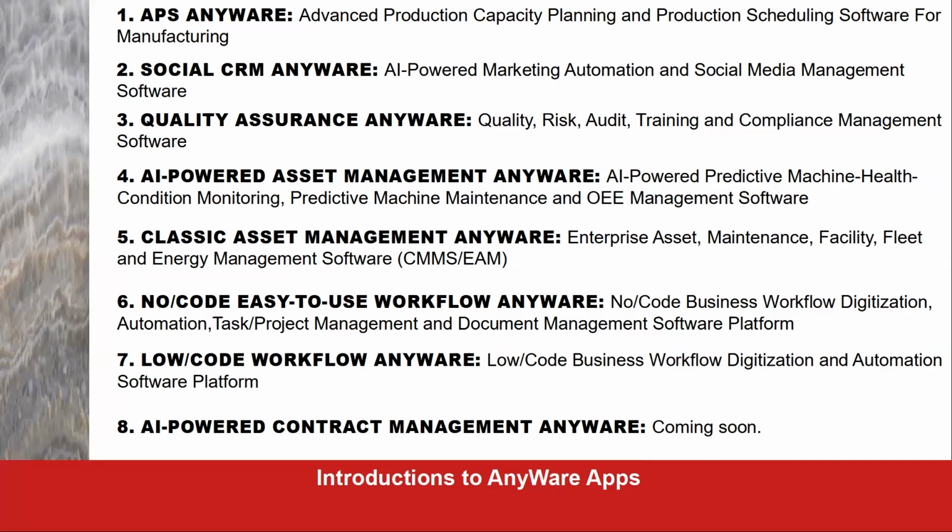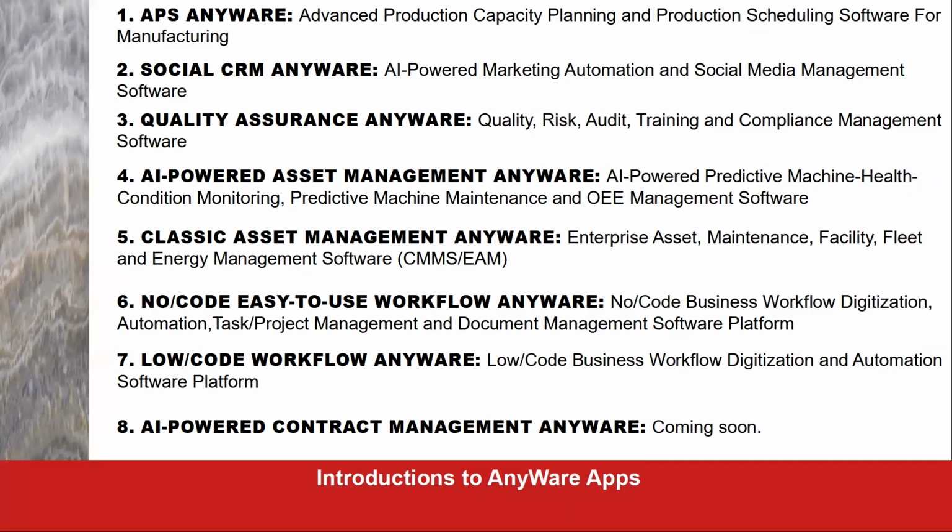AI-powered Asset Management Anywhere is an AI-powered predictive machine health condition monitoring, predictive machine maintenance, and OEE management software. With the help of this software, you can remotely monitor the health of your machinery and equipment, and this software, thanks to AI, triggers predictive maintenance work orders. And the system will tell you up to 3 months earlier if there is an anomaly in your machinery or equipment. Fundamentally, with the help of the software system, you eliminate the possibility of downtime.